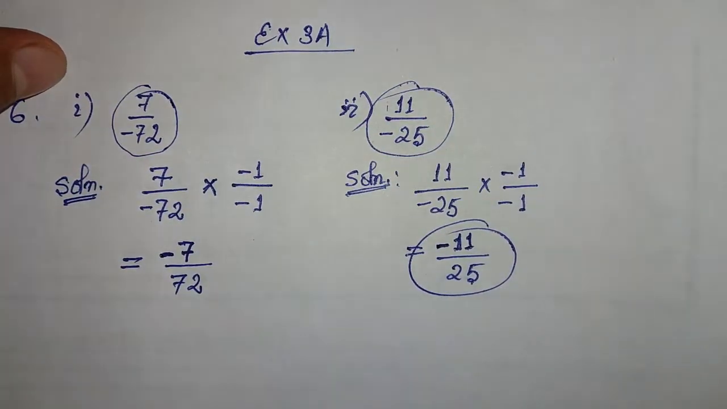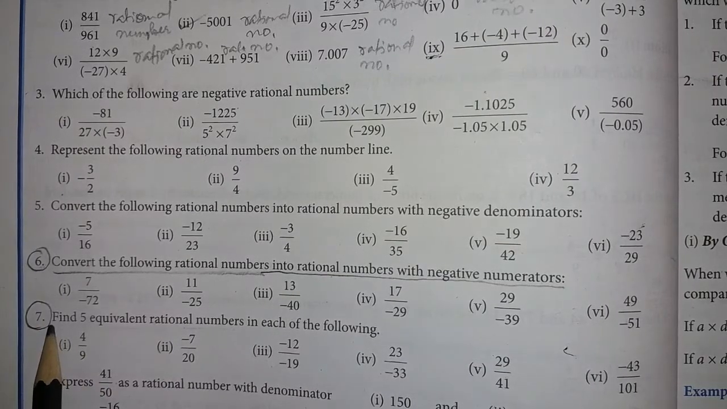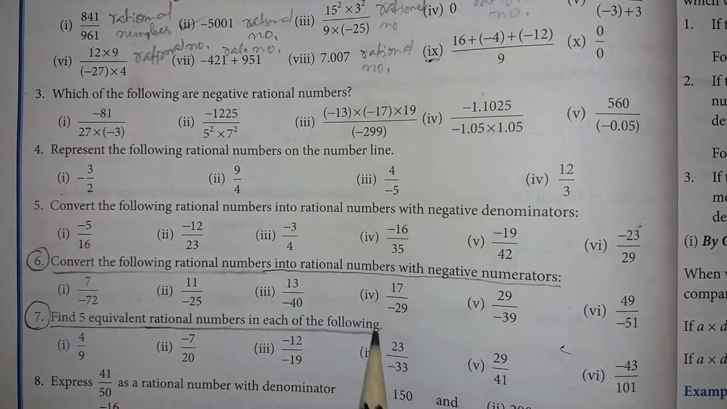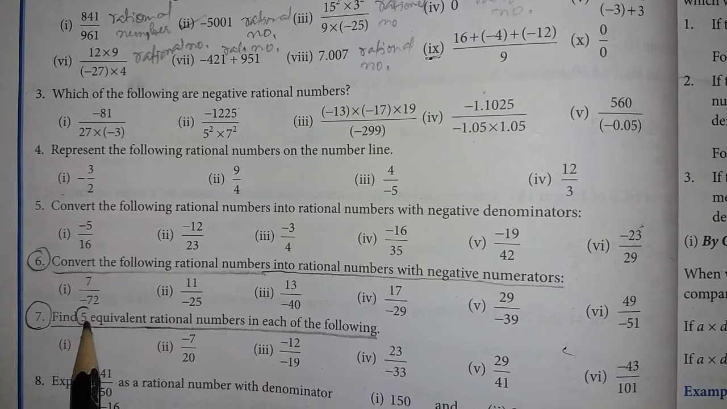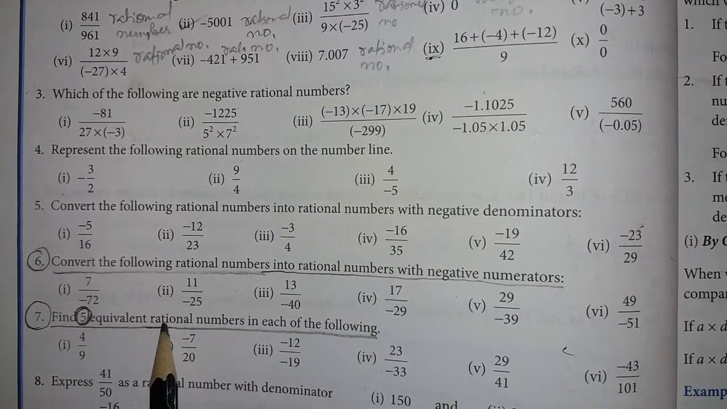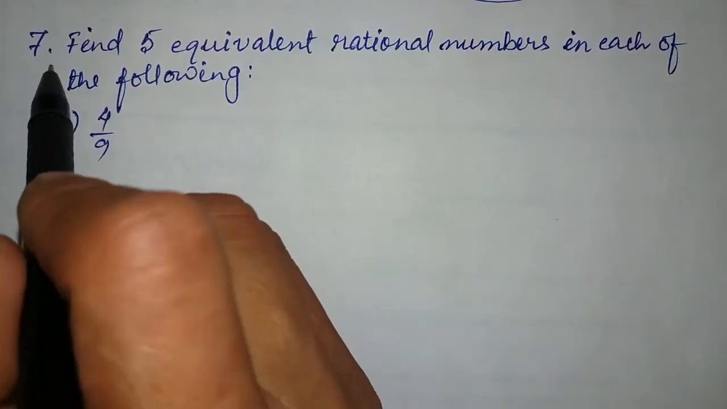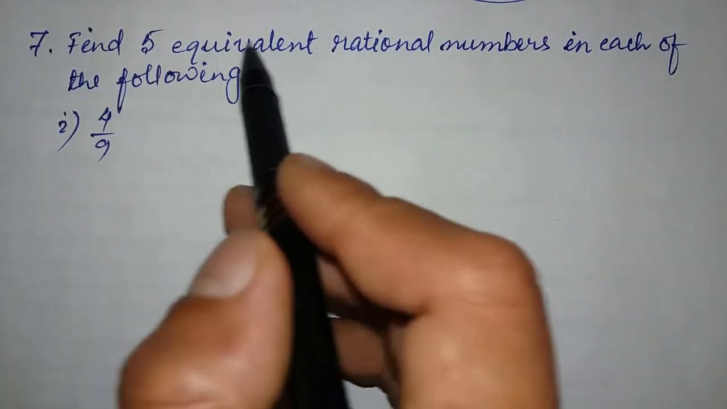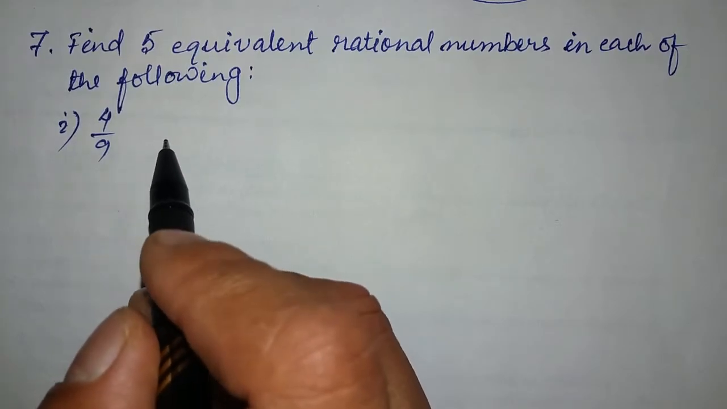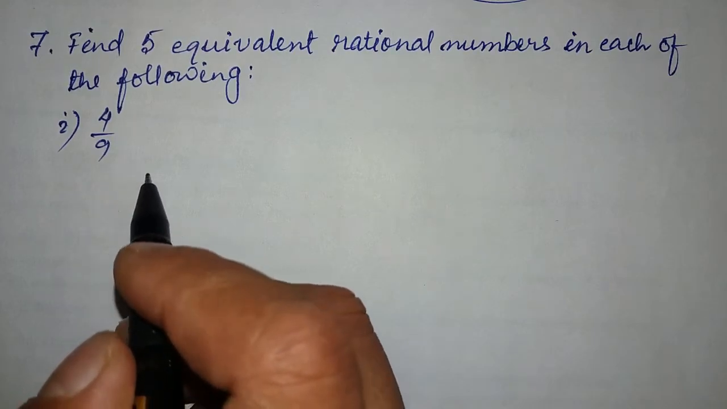Now let's see question number 7 here. Find 5 equivalent rational numbers in each of the following. Okay, so let's see the first one. This is the question I have written down here. Find 5 equivalent rational numbers in each of the following. Now we're going to see 5 equivalent rational numbers. This is also a very simple question.